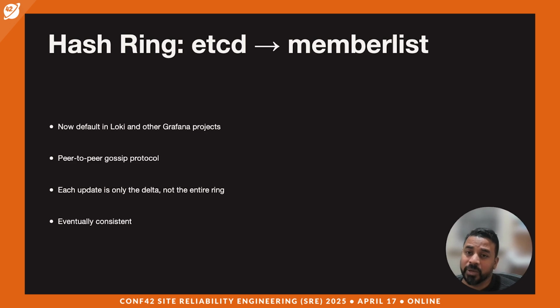Luckily, Grafana made memberlist the default distributed key value store for Loki and other projects, so we replaced etcd with it. Memberlist is a peer-to-peer gossip protocol, so we no longer had to maintain another component. With memberlist, the ring updates are propagated as smaller deltas instead of the whole ring. However, one downside is it is eventually consistent, unlike etcd, which offers strong consistency. This means we still have to deploy the ingesters slowly.